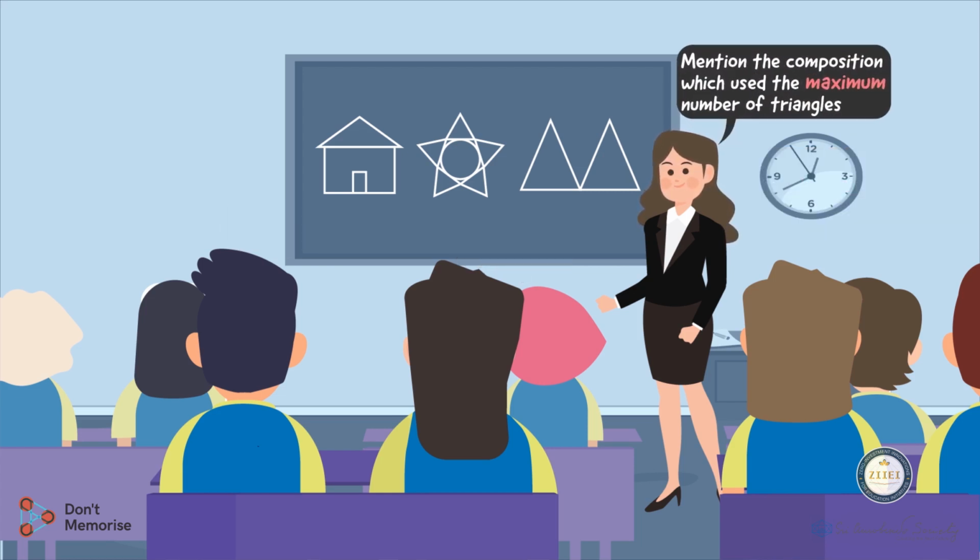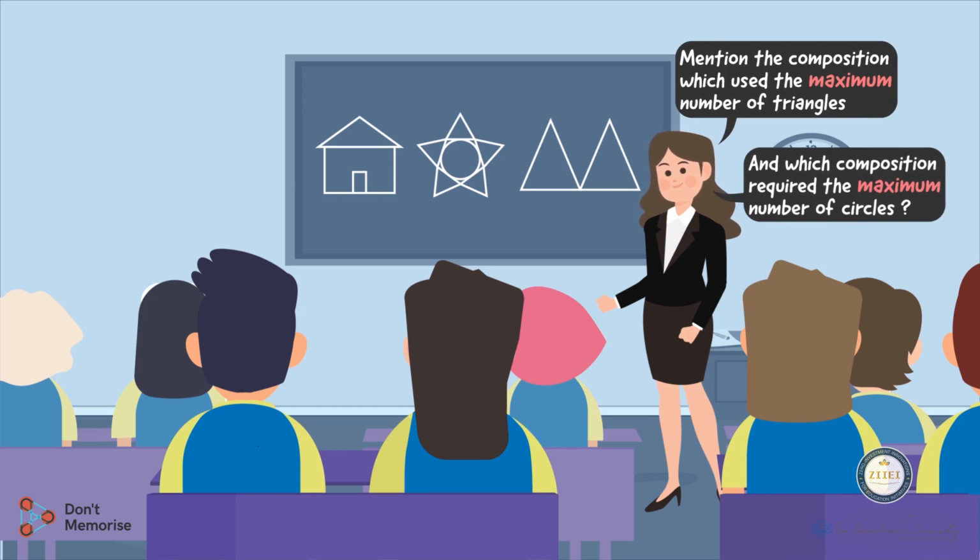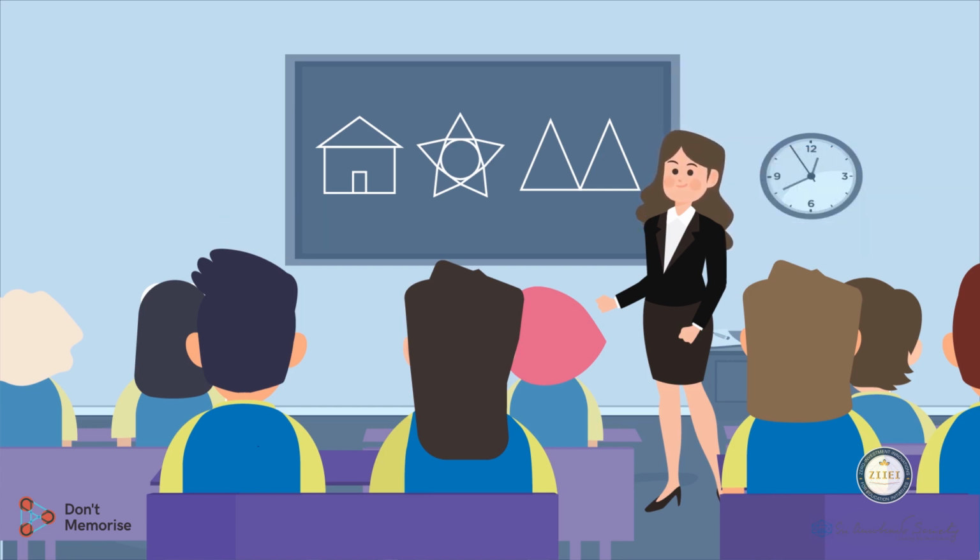Further, ask them to mention the composition which used the maximum number of triangles. And also ask them to mention the composition which required the maximum number of circles. Similarly, many more questions can be asked to the students, and the responses to all the questions should be noted. Thus, we can now conclude the chapter.